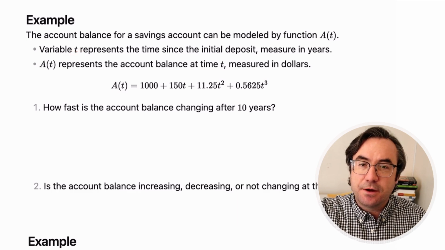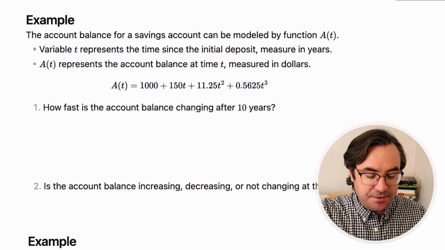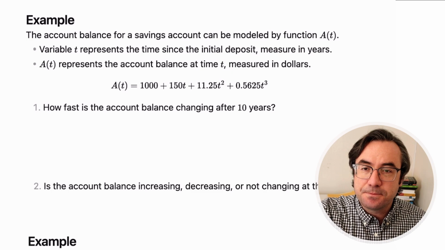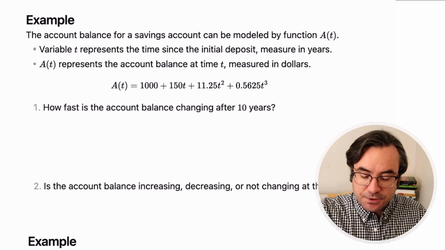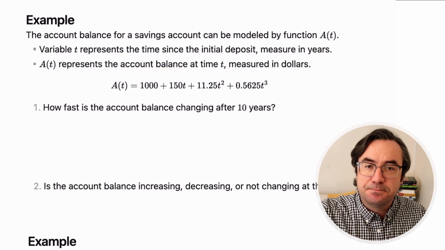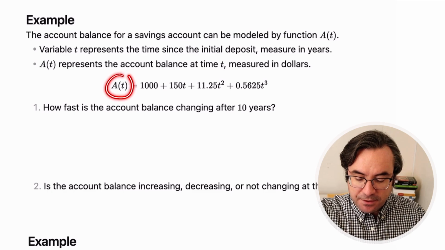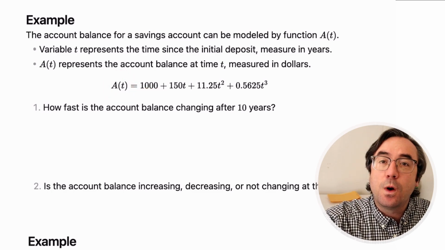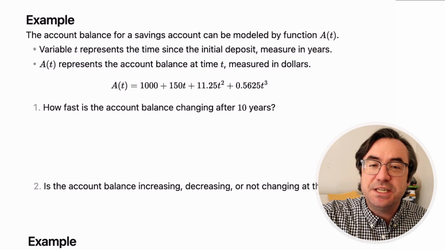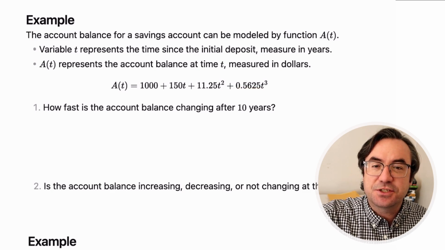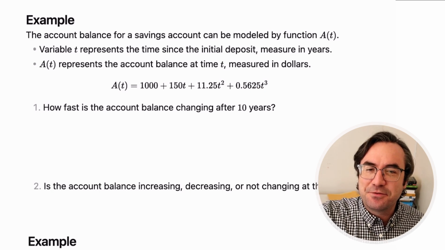Variable t in this formula represents the time since the initial deposit was made, and t here is measured in years. And function A of t, the output of this function, represents the account balance at time t, and this is measured in dollars. So this account balance function, let's read through the formula. It's 1,000 plus 150t plus 11.25t squared plus 0.5625t cubed. So a little bit tricky of a function here.